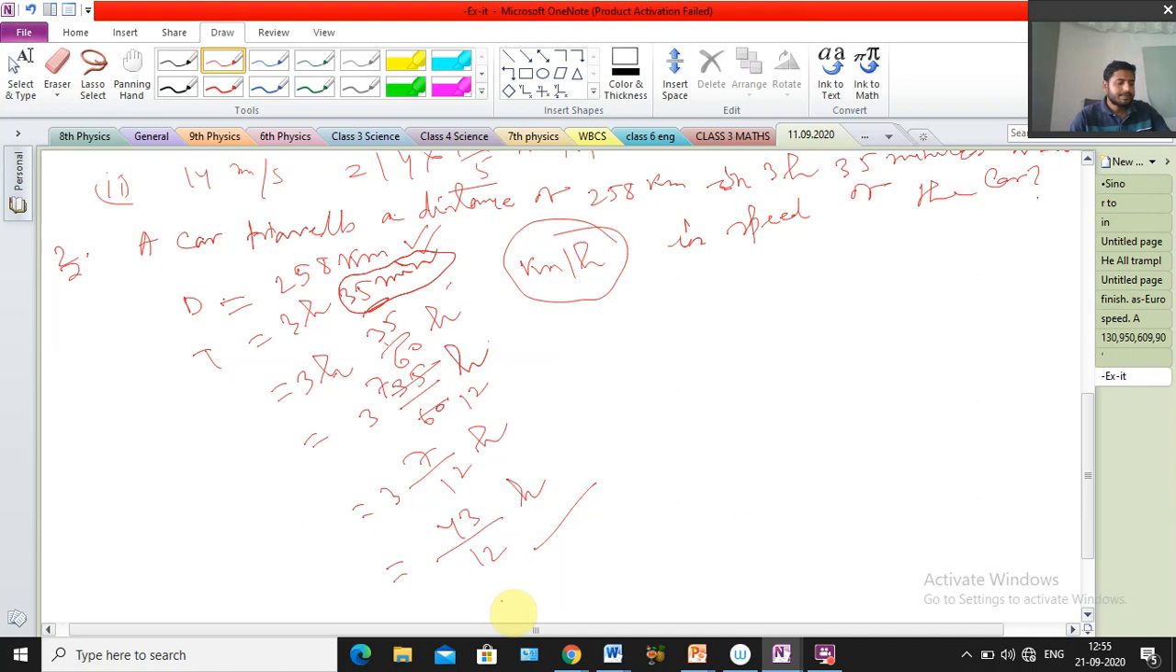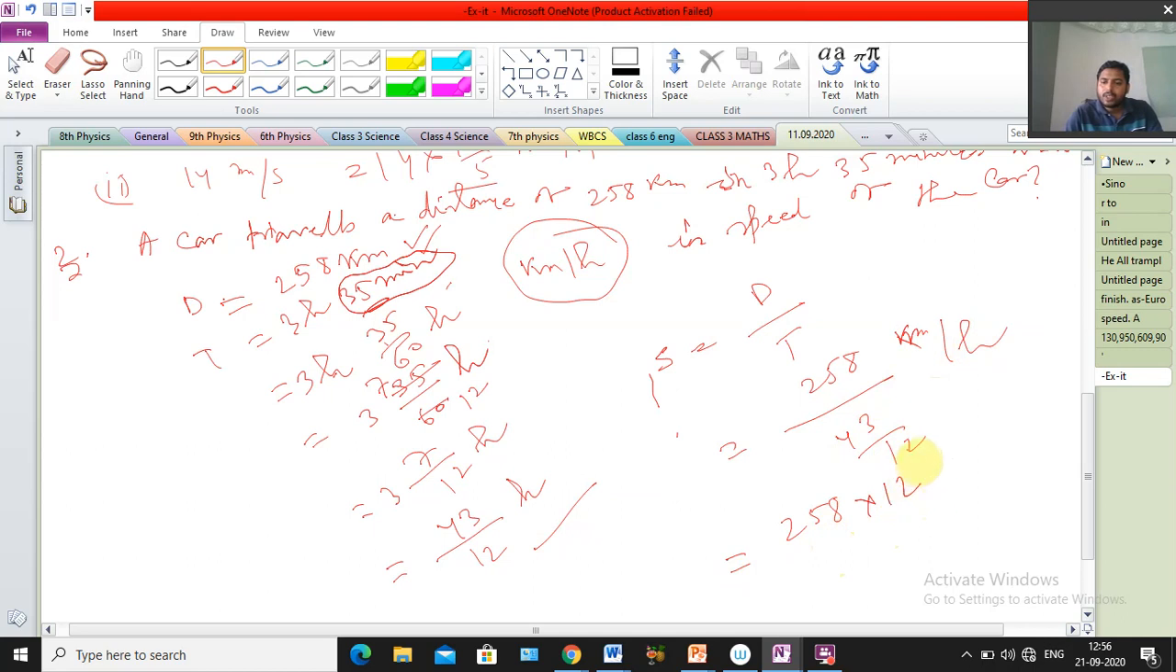Next, that is time. So now we have to find out what's the speed equal to distance by time. Distance how much, sir? Distance 258 kilometer, and time is how much? 43 by 12. Okay, so unit will be what, sir? Kilometer per hour. So that means we are getting what, sir? 258 into 12, because this 12 will go to the numerator and denominator will be 43. Okay, kilometer per hour.